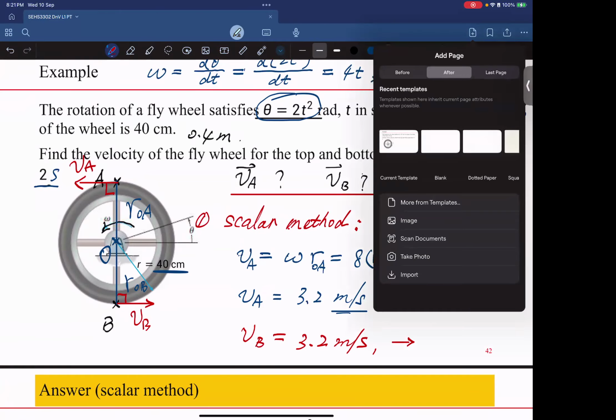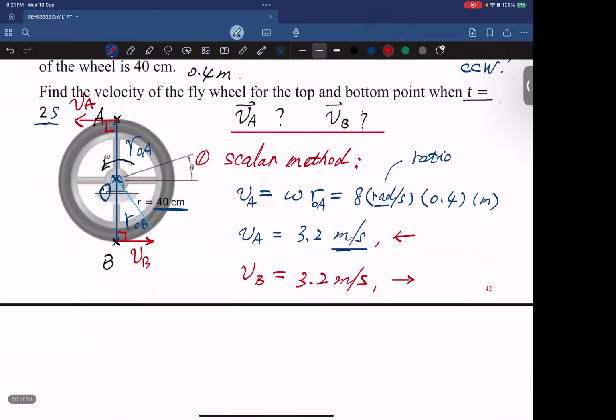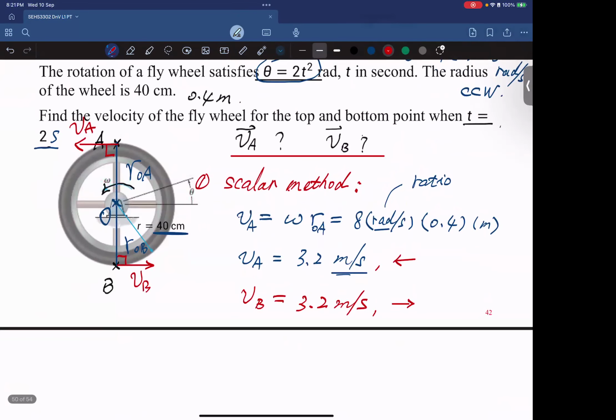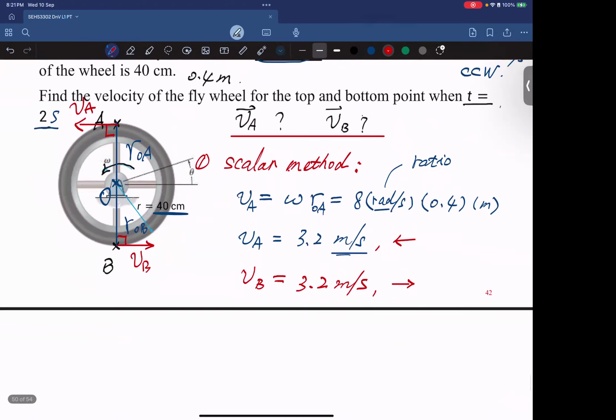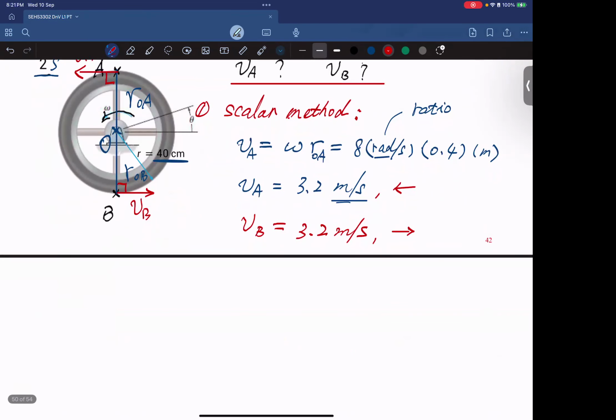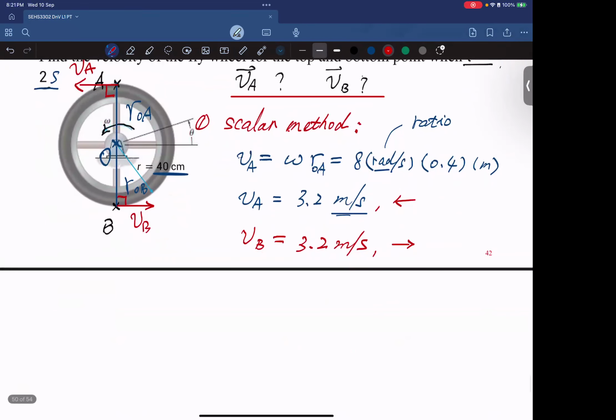But in 3D cases, scalar method may not be that efficient, as the rotating axis is going to be inclined. It's hard to describe clockwise or counterclockwise. But for 2D, it's easy to use scalar method. But in 2D, we can also use a vector method. Okay, so we can use a vector method.